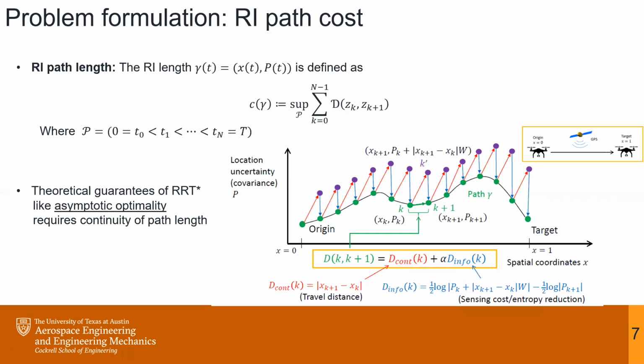As stated earlier, we use the RRT star algorithm to solve the shortest RI path problem, but theoretical guarantees of the RRT star algorithm, like asymptotic optimality, which is actually the convergence to the shortest path, expect the continuity of the path cost. So in the next slides, we show the proposed RI cost is continuous.